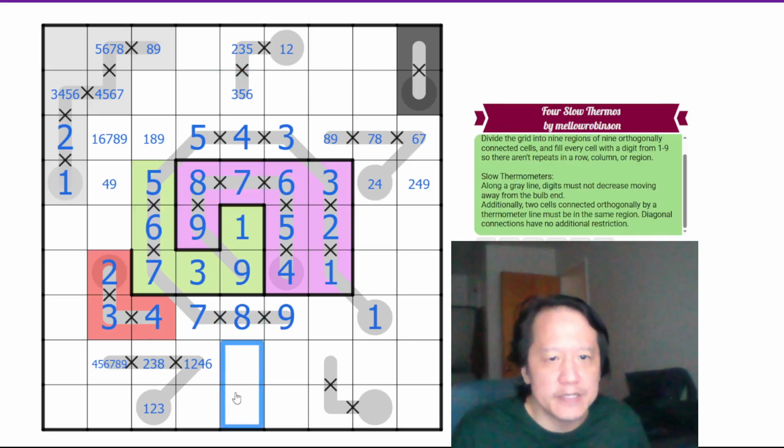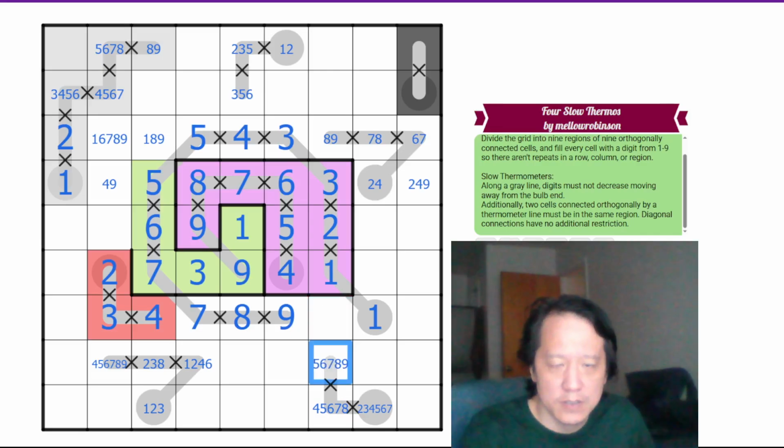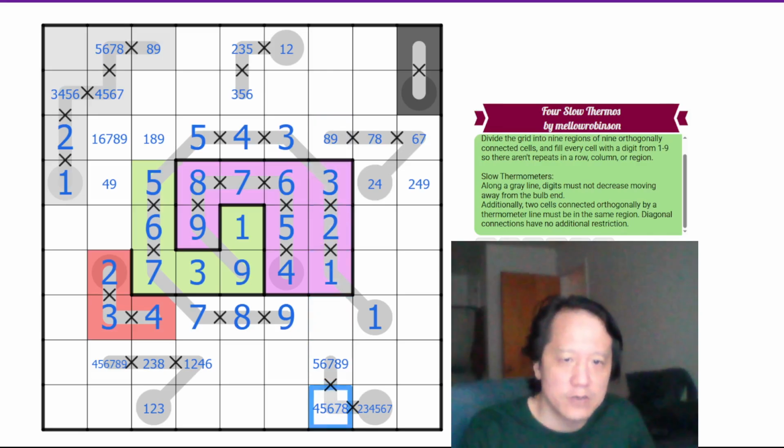Okay, remaining digits. Let's go here. No 1 here. This can't be 1, 2, or 3 because of 1, 2, 3 in the column. So 4 at minimum. 5 at minimum. 9 at most. 8 at most. 7 at most. Because they are all in the same region. This can't be 8, because if this is 8, that becomes 9, and that would eliminate all possibilities for that cell there. So no 8 and no 7 there.